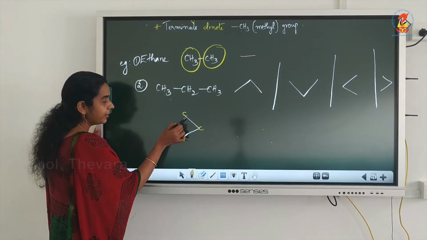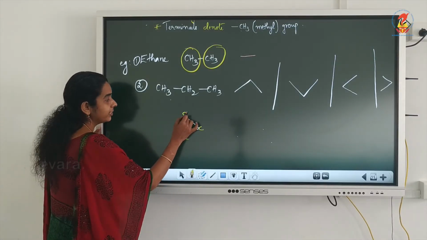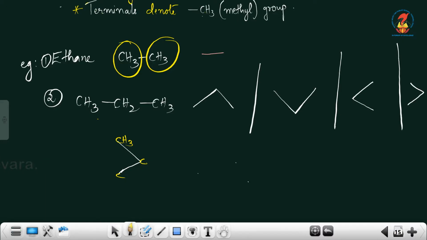So on this carbon only one valency is satisfied, so remaining 3. This carbon, see the middle carbon, surrounding 2 bonds are there, isn't it? That means only 2 more valencies to satisfy. So remaining 2 more hydrogen. What about this carbon? Only 1 valency is satisfied, so remaining 3.